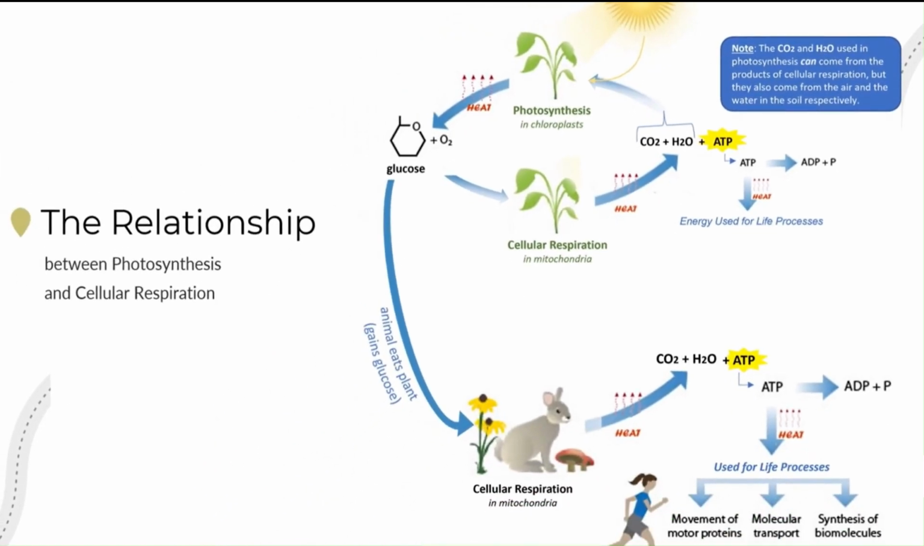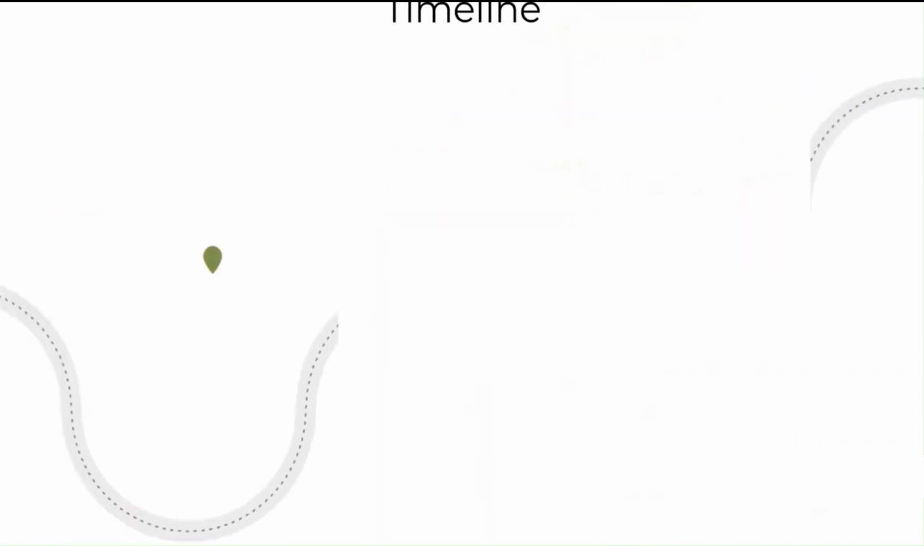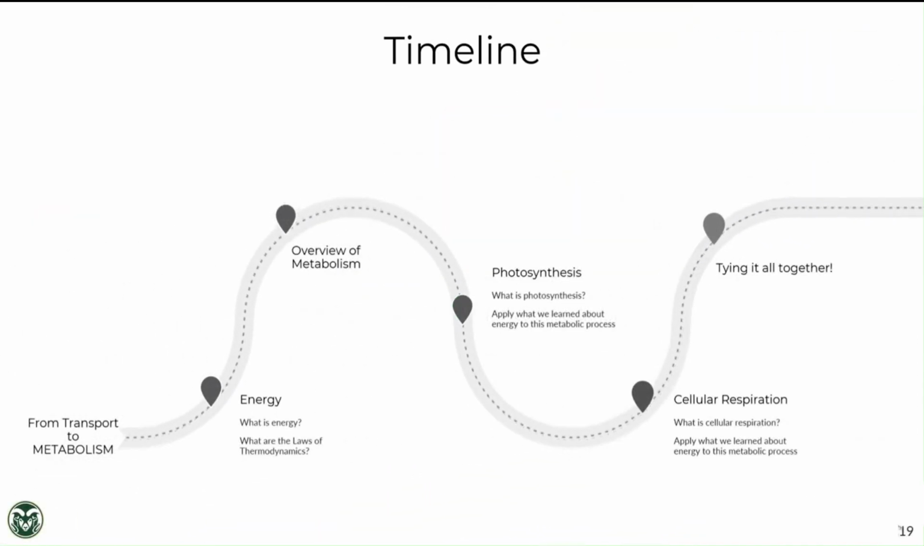From here, we can see that other organisms can eat the photosynthetic organisms that have glucose in them, glucose which was produced through photosynthesis. The organism that eats the plant, in this example the rabbit, can then use the glucose to carry out cellular respiration within their cells to produce energy for themselves, which can then be used for various life processes. So that concludes our brief overview of our unit on metabolism.